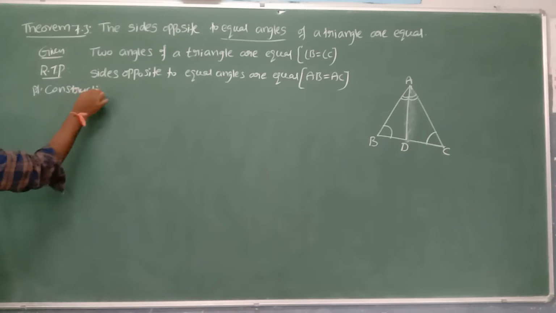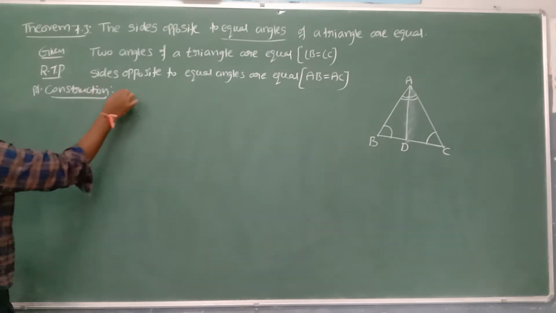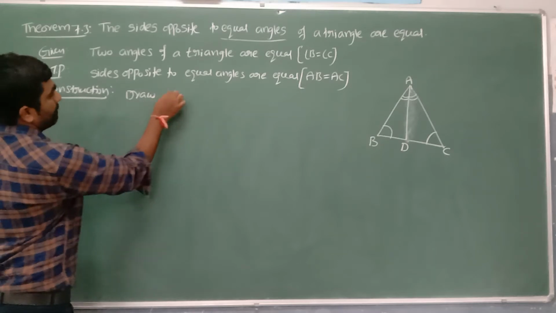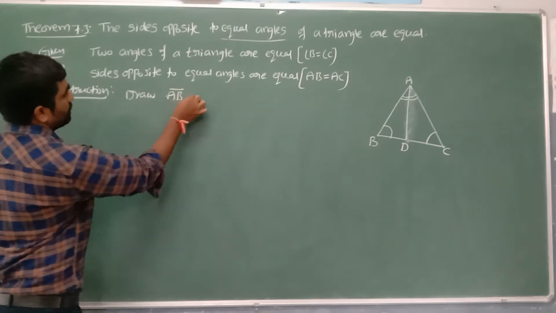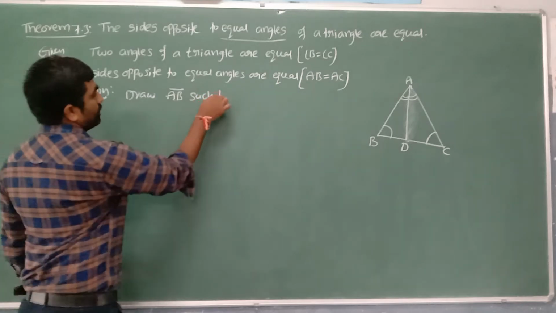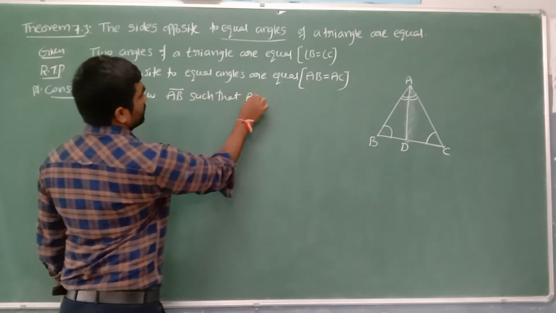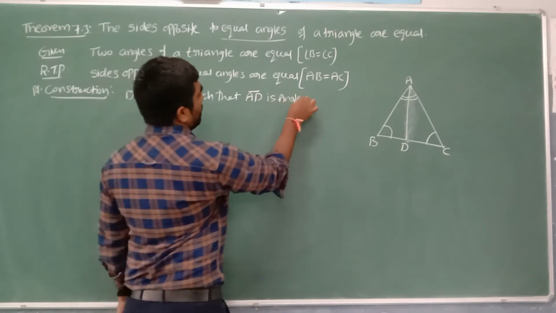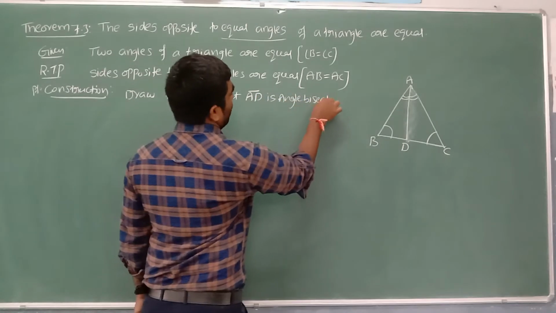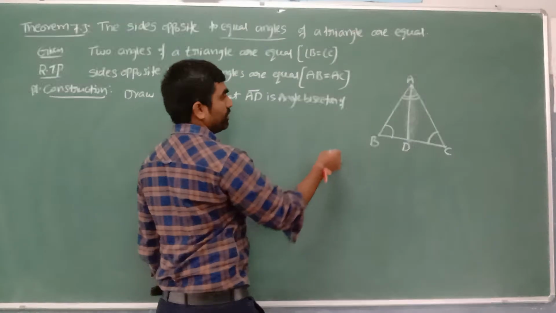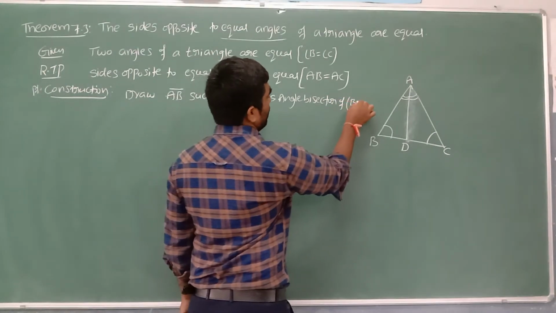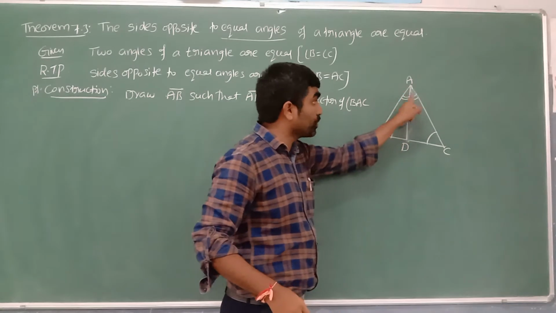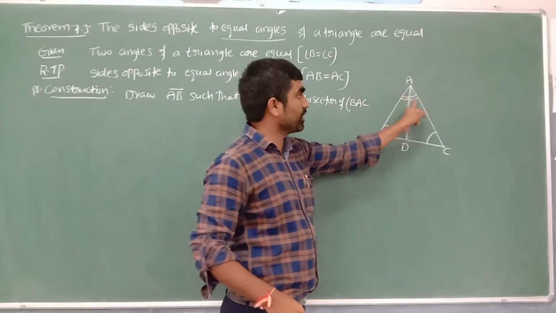Yes. Here the construction part is draw a line segment AD such that AD, the line segment AD, is what we can write? It is the angle bisector of angle BAC. Means for BAC whole angle, this AD divides two equal parts. These two angles are equal now.